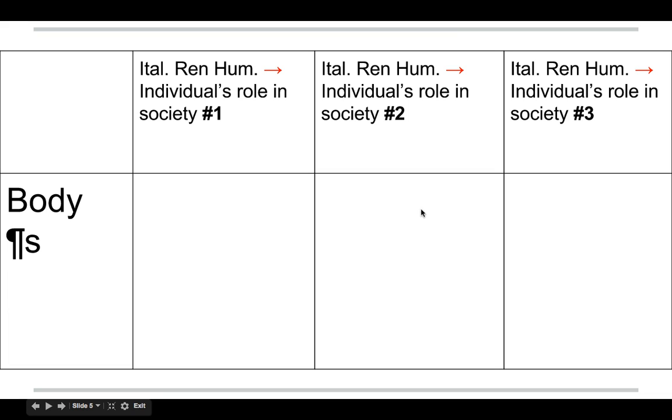I've just very quickly brainstormed and brought up a couple different ideas that one could mention. And I think you'll see that these are familiar if we go to the SPRITE categories. The SPRITE categories can help you here. So you can think, okay, what is true about politics and how Italian Renaissance humanism affects politics and how that shapes the individual's role in society?